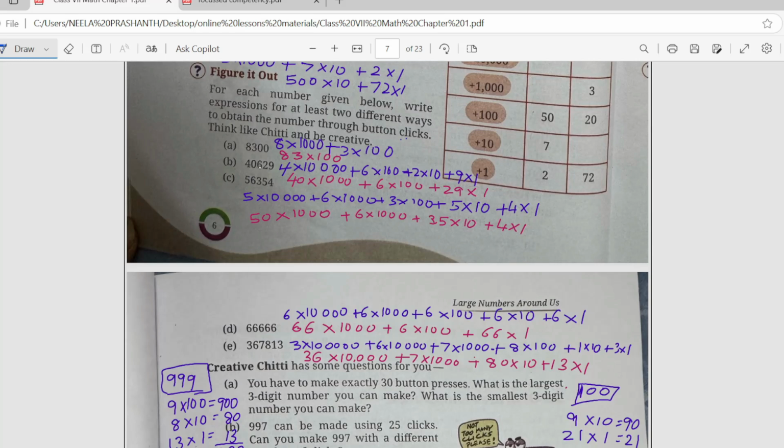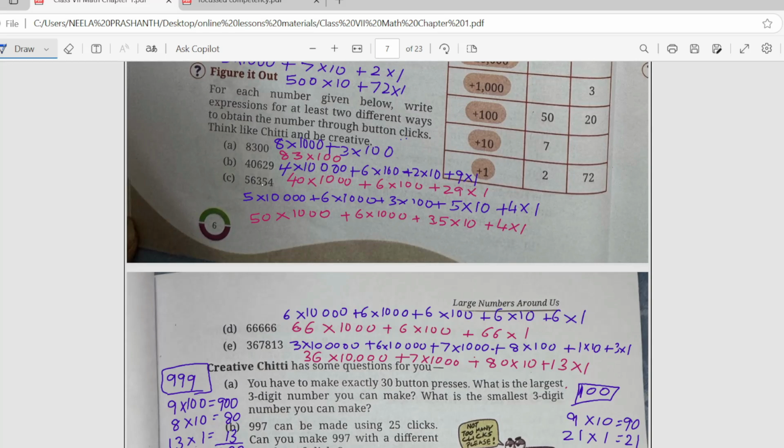Similarly, 40,629: 4 into 10,000, 6 into 100, 2 into 10, 9 into 1. This can also be written as 40 into 1000, which will give you 40,000. The rest can remain the same, or you can still change it. 6 into 100 remains the same. 20 and 9, I can write it as 29 into 1. Or you could split this as 2 into 10 and 9 into 1.